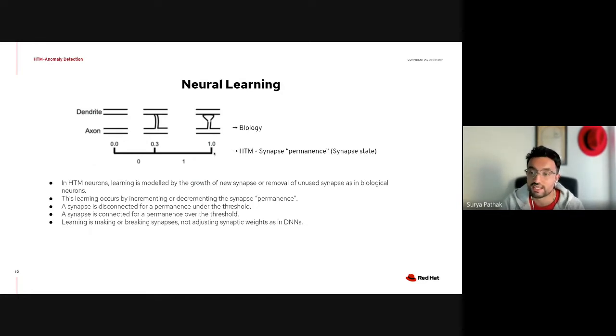However, in the other state the neuron is doing some work. It is in the active state. Maybe at 0.3, it is in some very predictive state. So this learning occurs by incrementing or decrementing the synapse permanence. The synapse is disconnected for a permanence under the threshold. A synapse is connected for a permanence over a threshold. So there is some threshold value related to the disconnection and the connection of these synapses.